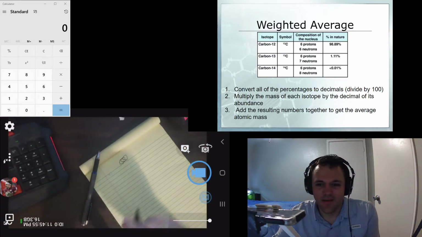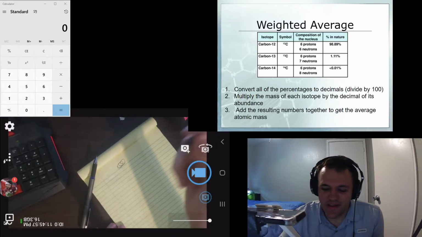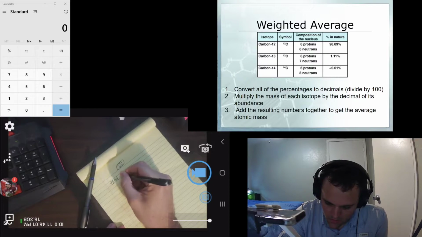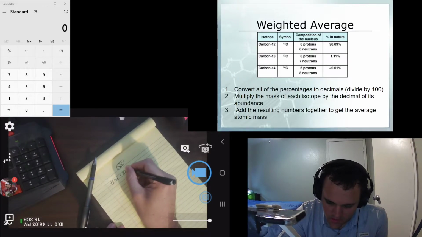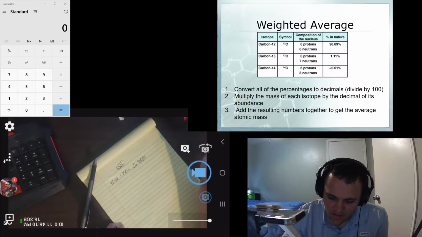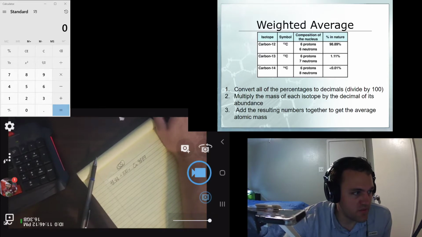Okay. So the 98.89% divided by 100 is equal to 0.9889. So if you don't believe me, you can plug it in your calculator.